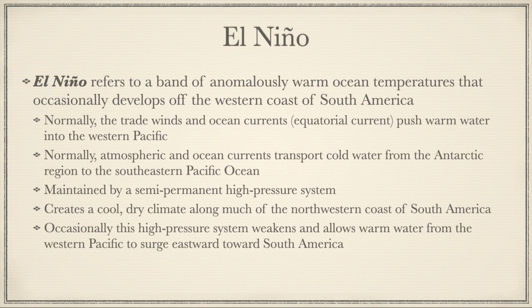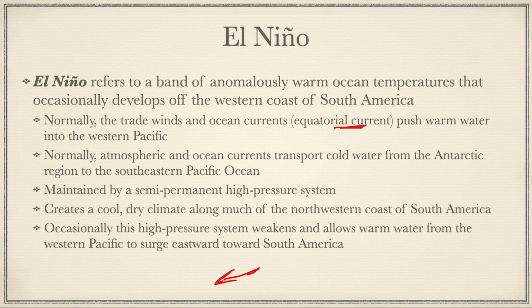Now, El Nino. El Nino refers to a band of anomalously warm ocean temperatures that occasionally develops off the western coast of South America. Now we have some diagrams here in a minute. But normally, the trade winds, which are some fairly constant winds around the equator, and these equatorial ocean currents push warm water into the western Pacific. So normally they're pushing water to the west. Okay, so they're pushing water away.